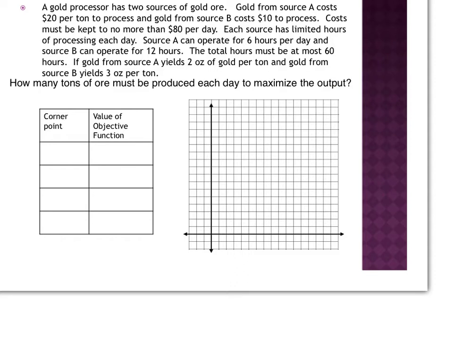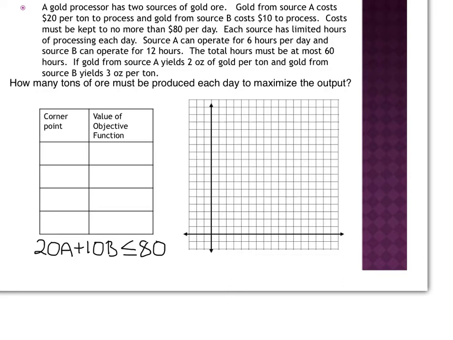Well, let's start with some constraints. And remember we talked about the cost at first. So if we have $20 for source A, and we have $10 for source B, and we have to keep it under, or at most, $80 per day, so it could be equal to $80 or it could be less than $80. That would be our first constraint.